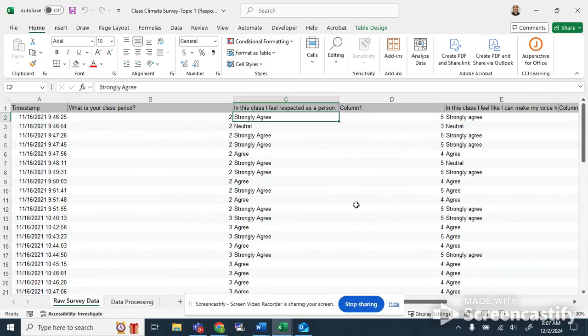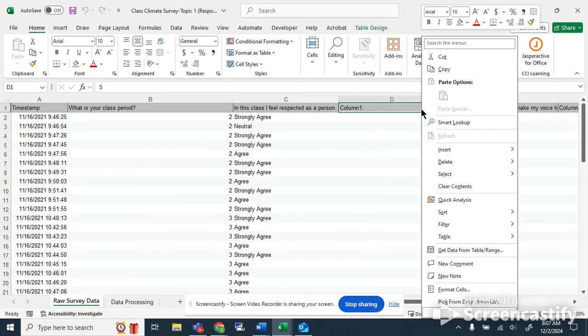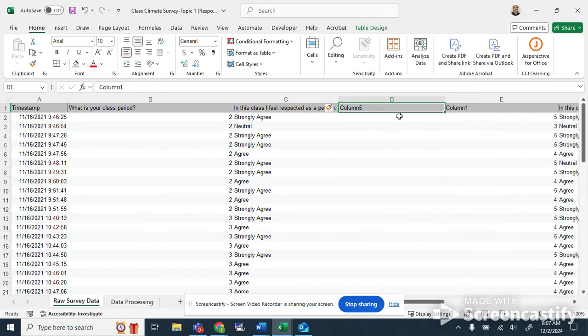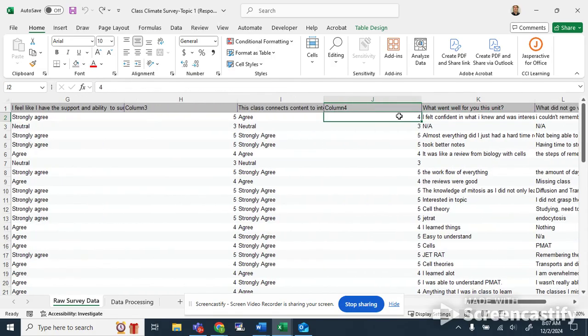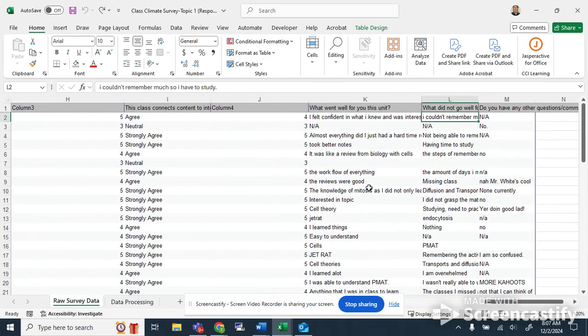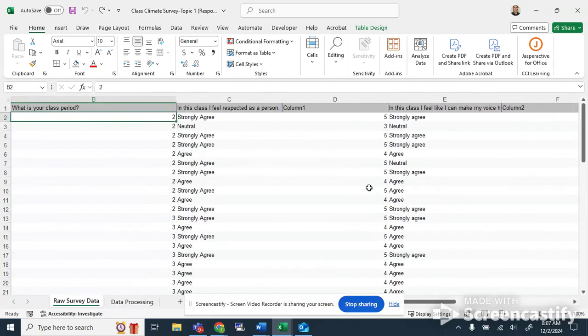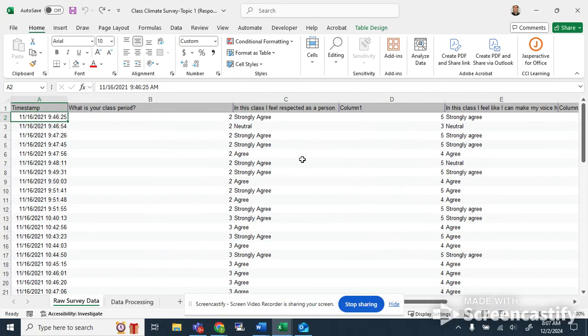In order to add the columns here, all you have to do is right click and click insert, and it'll put a column to the left. So I went through all my questions here and did that. I also have a couple of things that are long answer. We'll get into those in a little bit. But this is kind of what your raw data probably looks like. For me, I got this just by downloading the spreadsheet attached to the Google form.